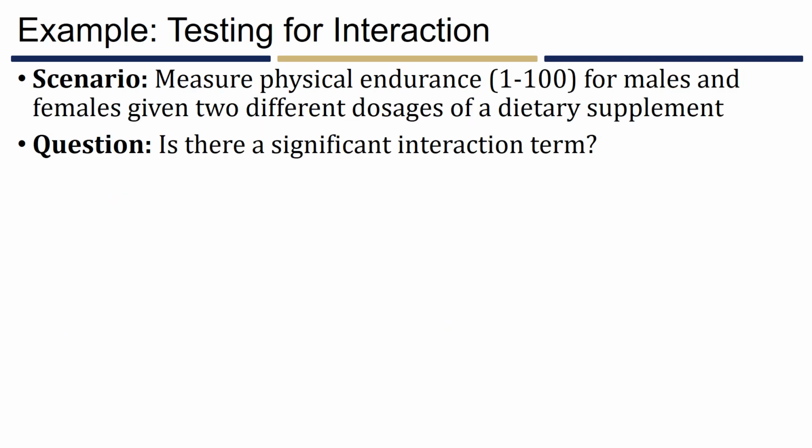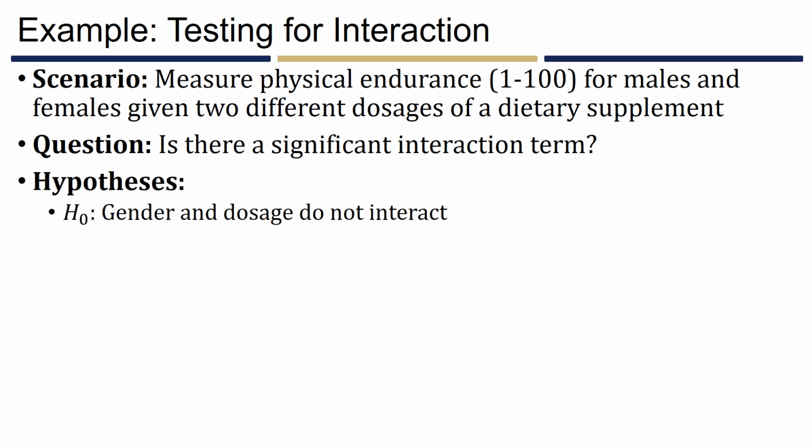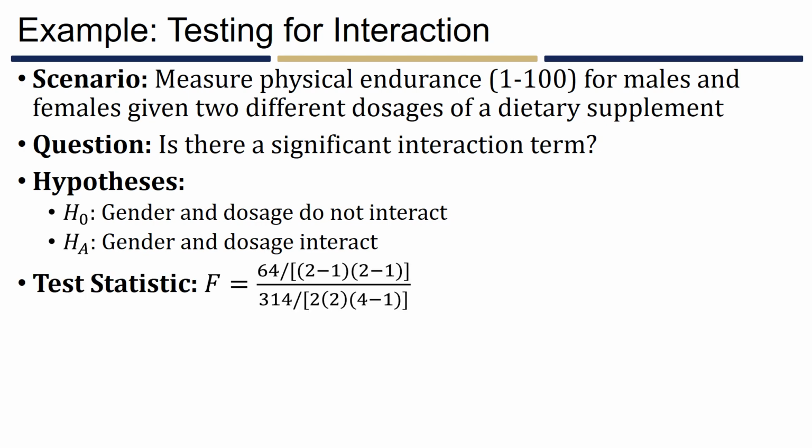So let's work through each of our three hypothesis tests. First, we'll test for a significant interaction term. The null hypothesis is that gender and dosage do not interact, and the alternative hypothesis is that gender and dosage do interact. The test statistic is going to follow an F distribution. In the numerator, we have the interaction sum of squares, which is 64, divided by its degrees of freedom. We have two categories in the row variable and two categories in the column variable, so we have 2 minus 1 times 2 minus 1.